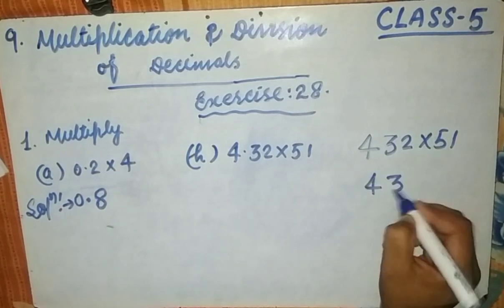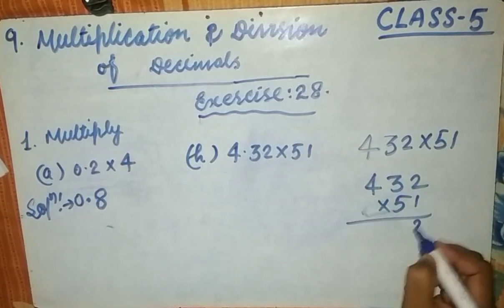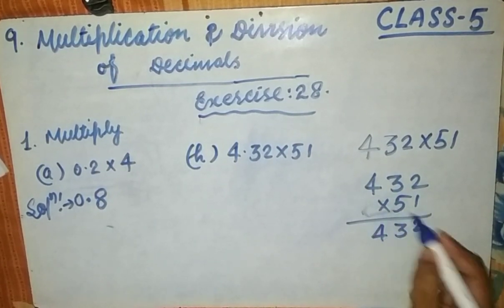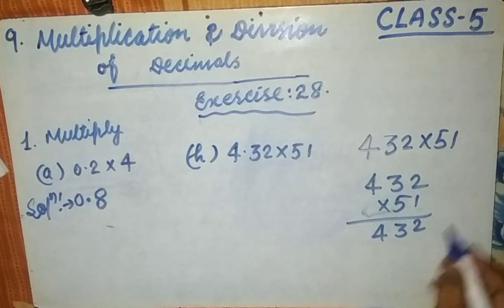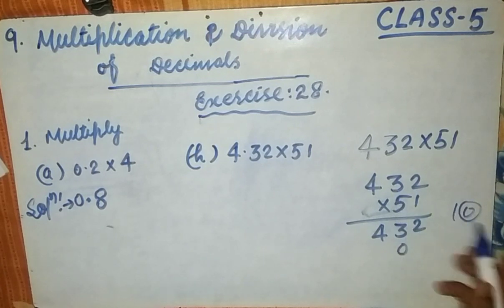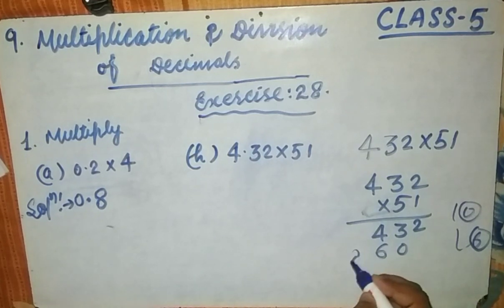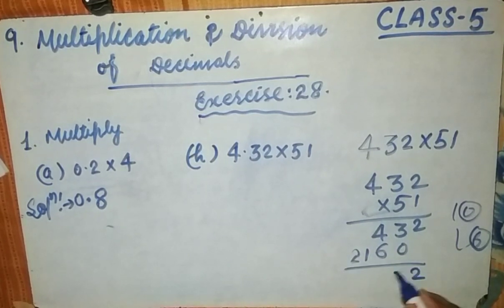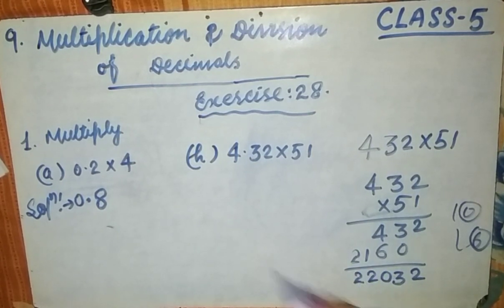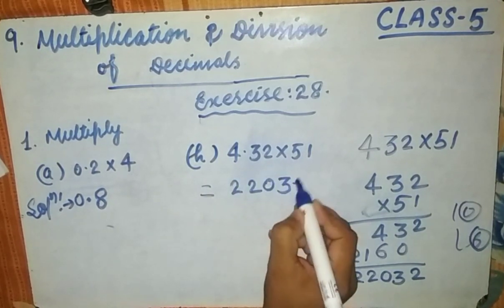Okay, now have a look, friends. Now multiply 51. 2 ones are 2, 3 ones are 3, 4 ones are 4. Now 5 twos are 10. Here is the 0, 1 is the carry. 5 threes are 15, 15 plus 1 is 16, 6 is here, 1 is the carry. 5 fours are 20, 20 plus 1 is 21. Now add 2, 3, this is 10, 0, 1 is the carry, this is 2 and 2. Now first write down the multiplication: 22032.